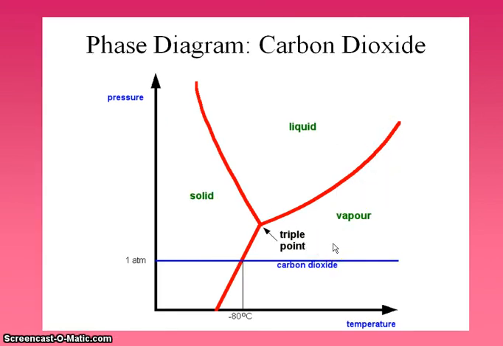This is the phase diagram for carbon dioxide. So you can see a different substance, still the same basic shape for that particular substance.